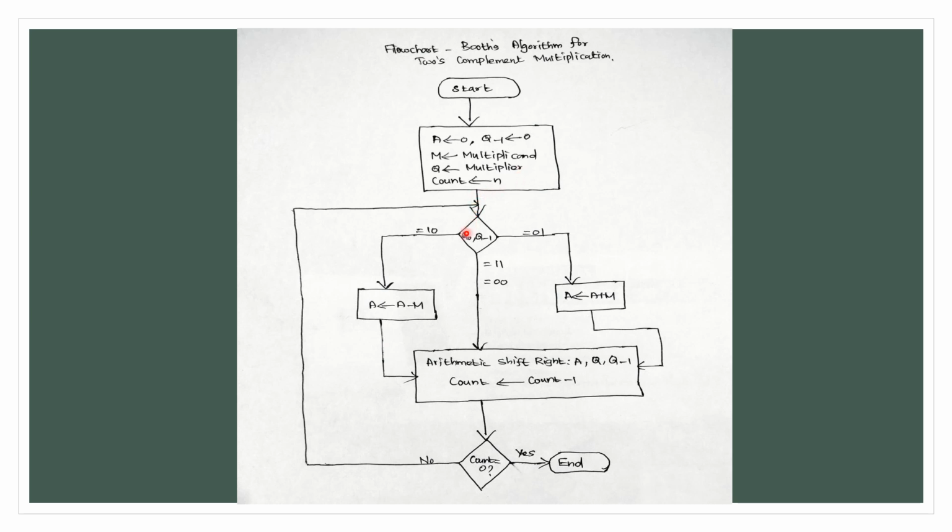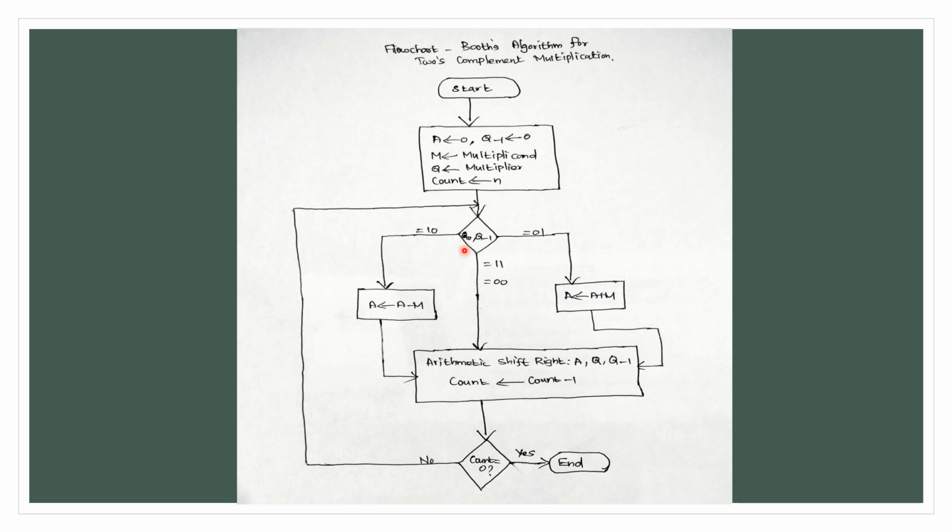Now we make a decision based on the Q0 and Q minus 1 register. If the Q0 least significant bit is 0 and Q minus 1 is equal to 1, we perform A is equal to A plus M, which means accumulator plus multiplicand. If the least significant bit Q0 is equal to 1 and Q minus 1 bit value is 0, we perform A equal to A minus M.